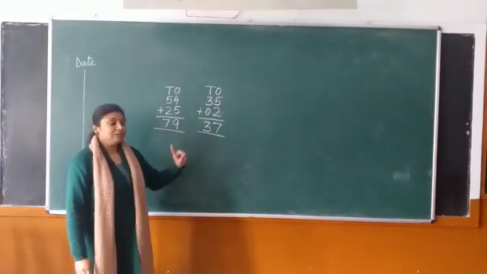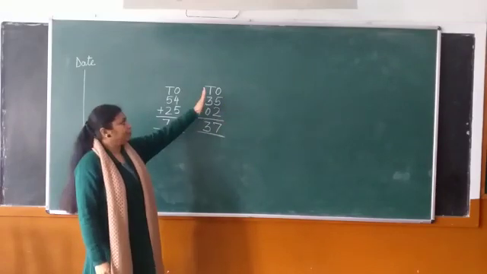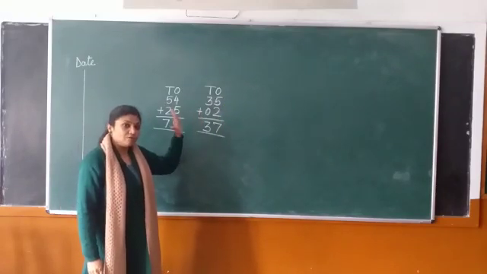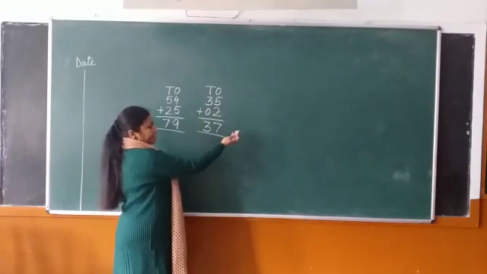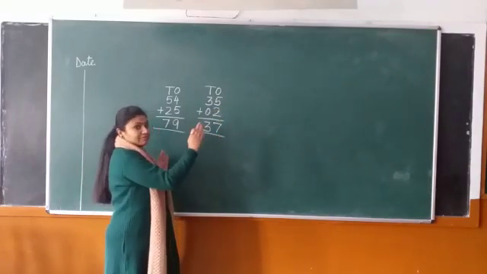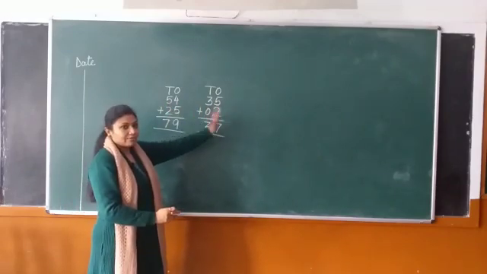Boys, remember that first you have to count the ones place. Then you will count the tens place. Always remember that first you start counting from your right hand side. That is the ones place. Never start counting from the left hand side. Always from the right hand side.